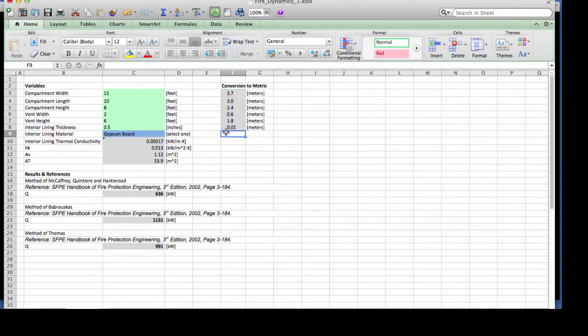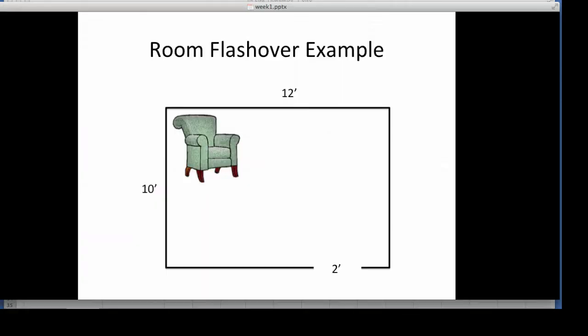So in this case, what I would like to do, looking back at our room, I want to know, is this chair enough to cause this room to flash over? Now, flashover is going to be a function of my fire size from this chair, and it's also going to be a function of how much ventilation is available to this room. In this case, just the single door.